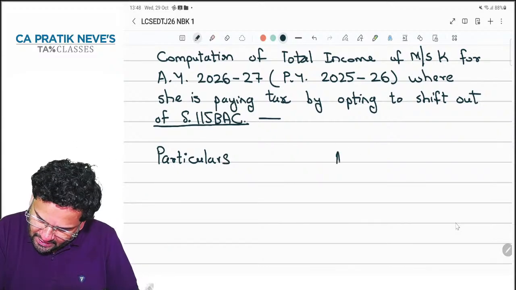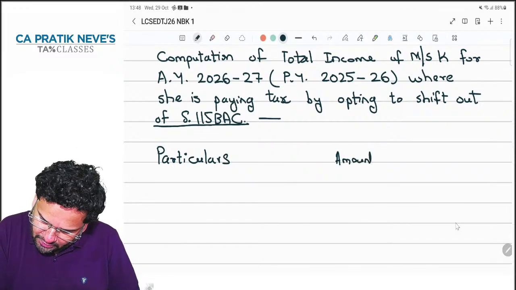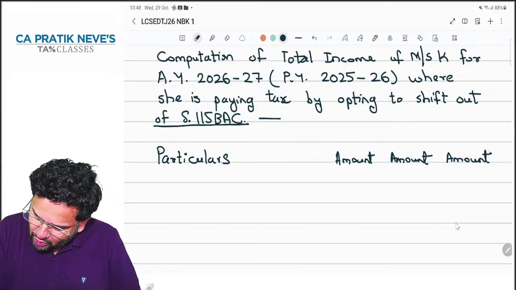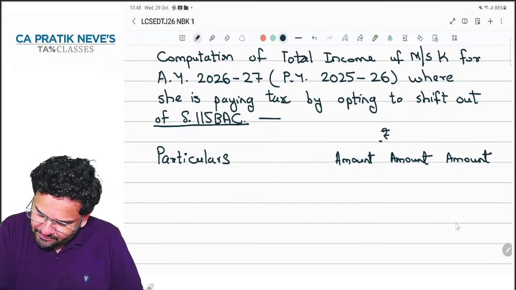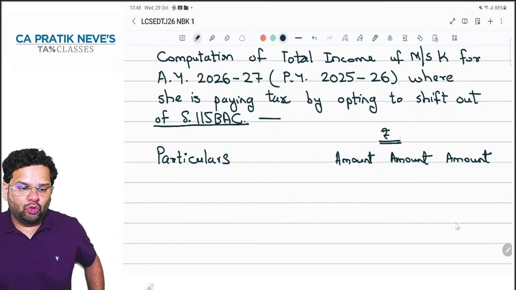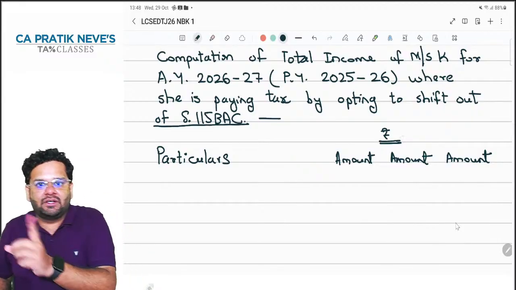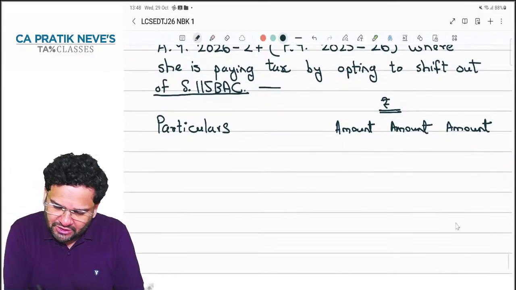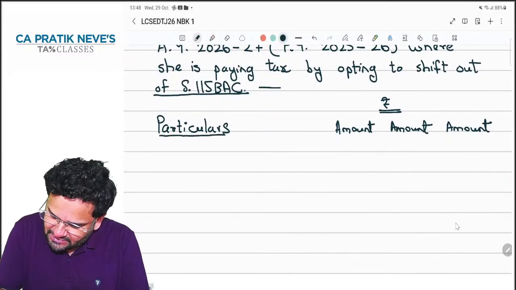Particulars and make 3 amount columns. Amount, amount, amount. All figures in rupees. Just remember one thing, only the final taxable figures will go in the third amount column. If you follow that much, you are going to get the correct answer.